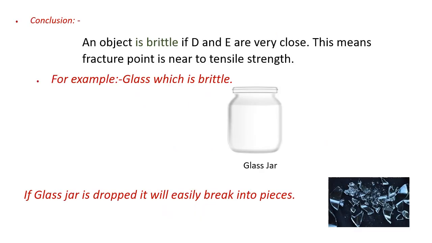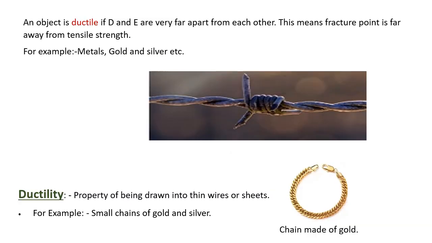Conclusion. An object is brittle if D and E are very close. This means the fracture point is near to the tensile strength. For example, glass, which is brittle, if it is dropped, it will easily break into pieces.